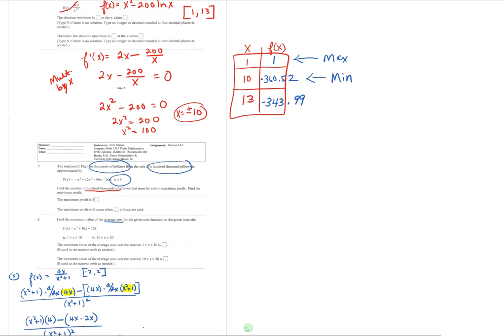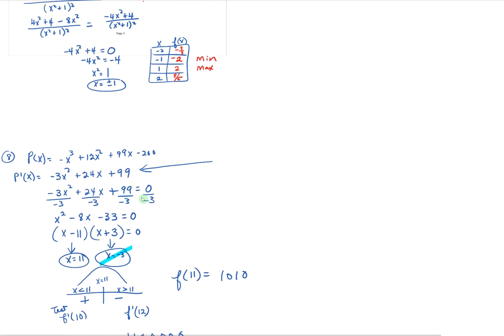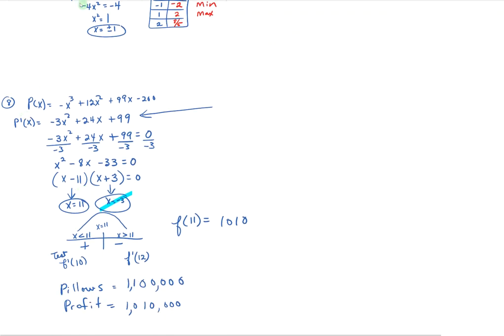So in number 7, we have the total profit in thousands of dollars, so that's important, from the sale of x 100,000 pillows is approximated by this. Here is your profit function, and here is your domain restriction: x has to be greater than or equal to 5. Find the number of 100,000s of pillows that must be sold to maximize the profit, and find the max profit. So we're going to go down and do that one, I believe here, it's actually number 7.